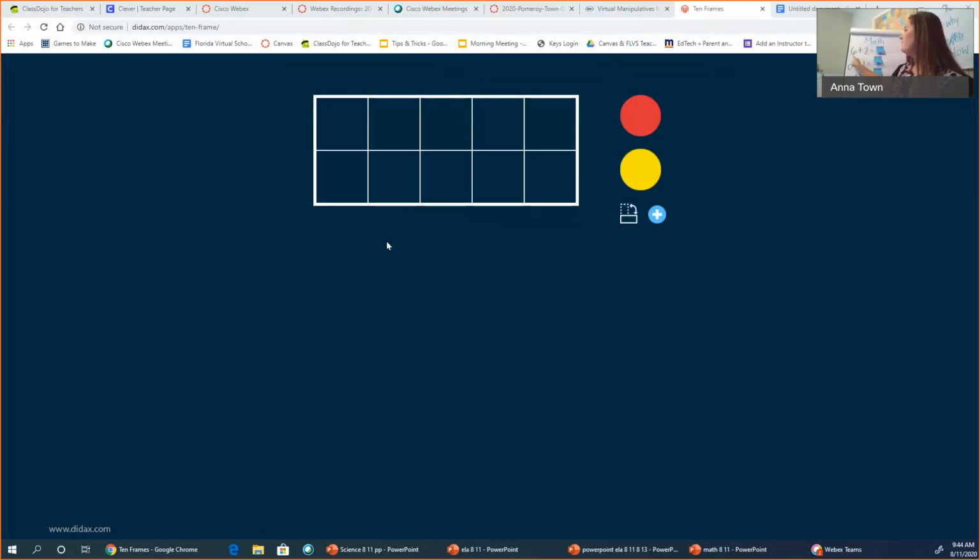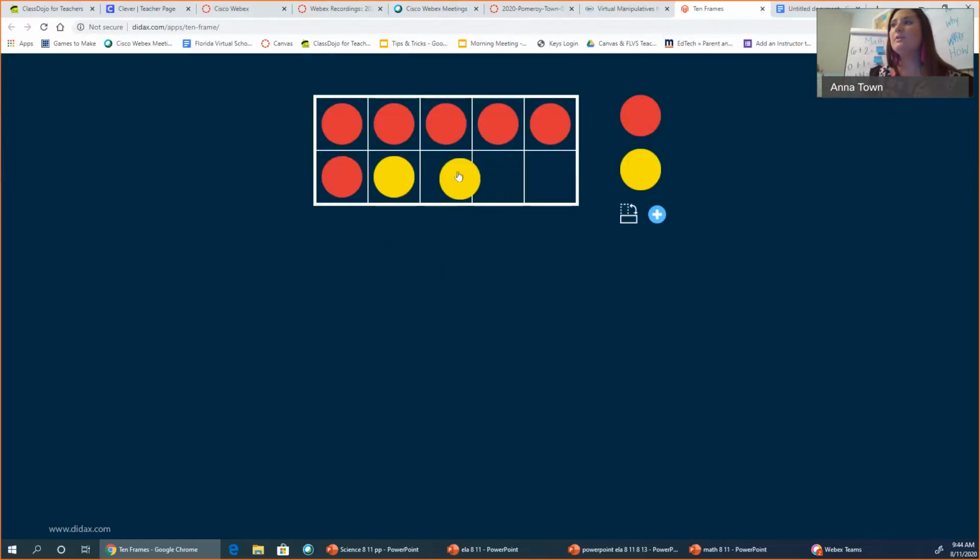I look at my first number, I see 6. So I'm going to put 6 counters, 1, 2, 3, 4, 5, 6, into our 10 frame. Now I'm going to go back and look at my second number. My second number is 2. I'm going to switch colors because I'm on my second add-in, and I'm going to put 1, 2 yellow counters in because 2 was our add-in. So now we have 6 plus 2, that equation represented in our 10 frame.